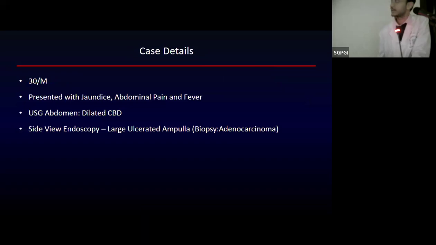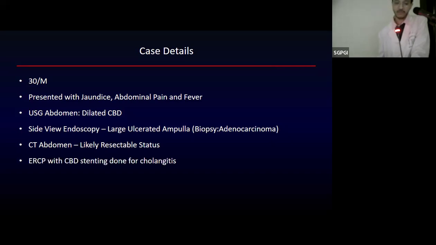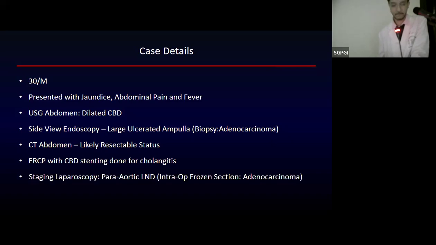So we have a related case with us where a 30-year-old male presented with jaundice, abdominal pain, and fever. Ultrasound revealed a dilated common bile duct, side view endoscopy showed a large ulcerated ampulla with biopsy confirmation of adenocarcinoma, and CT scan revealed a likely resectable status. So this was a likely resectable periampullary carcinoma, biopsy proven, for which ERCP and CBD stenting was done since the patient was in cholangitis.